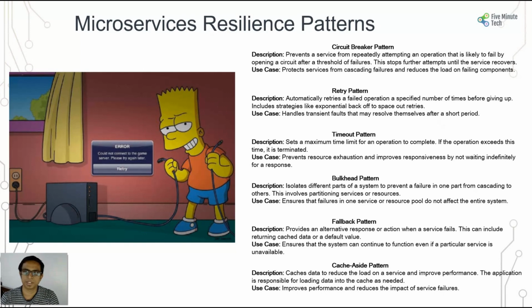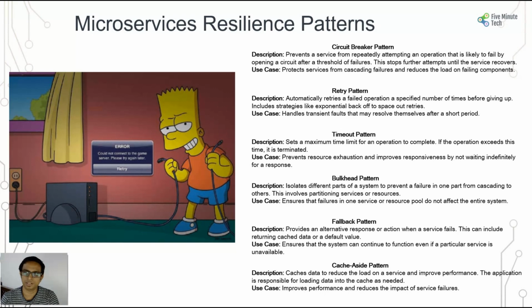First one is circuit breaker. It prevents a service from repeatedly attempting an operation that is likely to fail by opening a circuit after a threshold of failure. This stops further attempts until the service recovers. The use case of the circuit breaker pattern is to protect the service from cascading failures and reduce the load on the failing components.